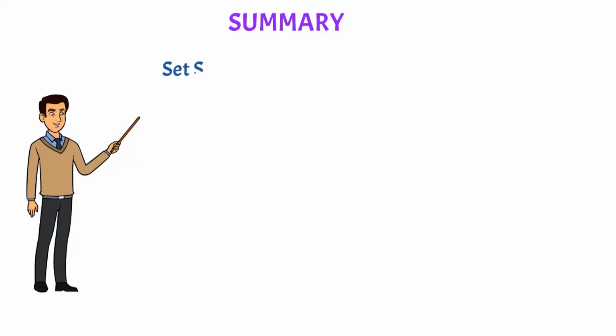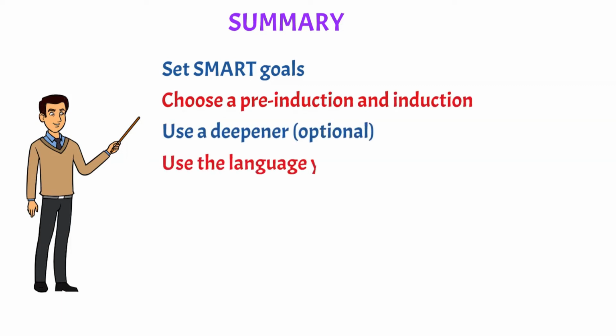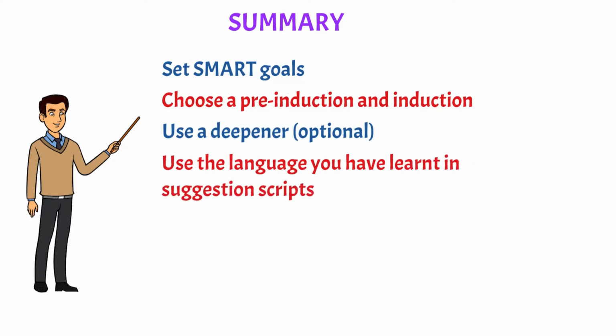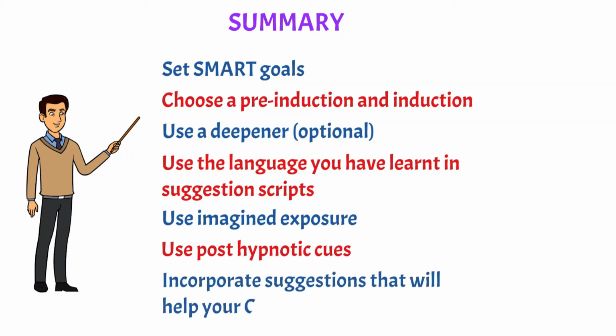So, to summarise this series, set smart goals for your self-hypnosis sessions. Choose a pre-induction and induction that works for you. Use a deepener if you want. Use the language that I have taught you in your suggestion scripts. Use imagined exposure. Use post-hypnotic cues. And incorporate suggestions that will help you do your CBT exercises, as that is what will make the biggest difference to your anxiety.